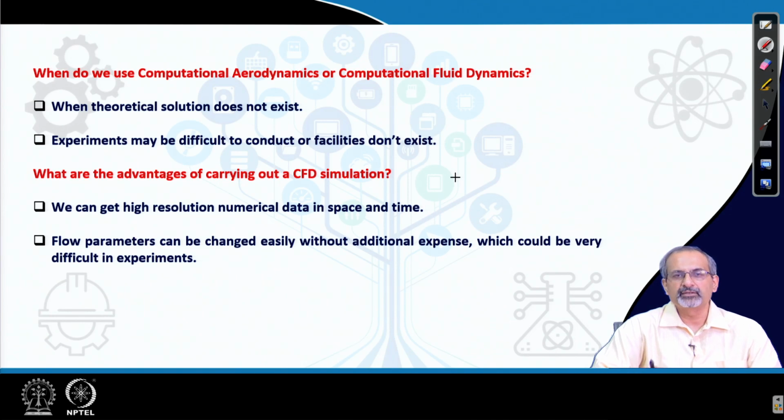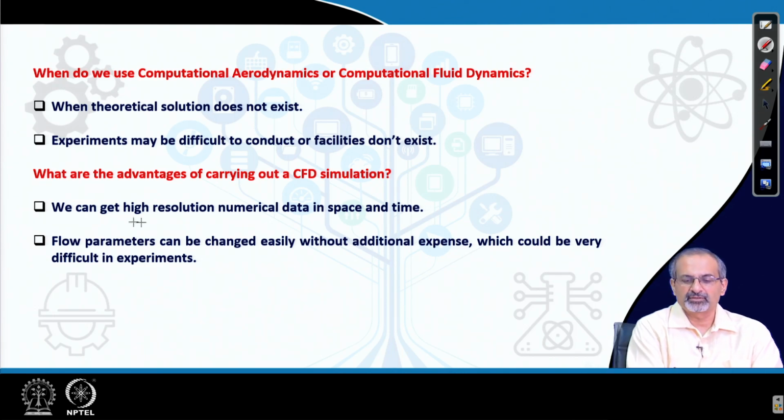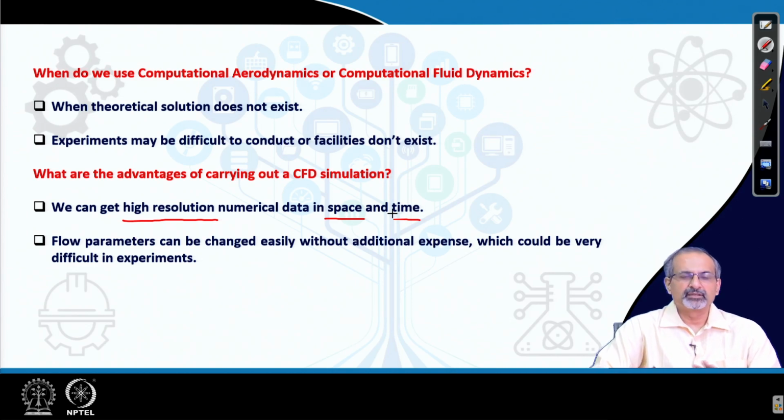And then once you decide to go for a computation, what are the advantages you have? The primary advantage is that you can have a lot of details in terms of the flow field, both in space and time. So, that is what is called as a high resolution. You can resolve the details in space and time to the extent that you want within the computational restrictions of today's technology, but that is at a quite high level.